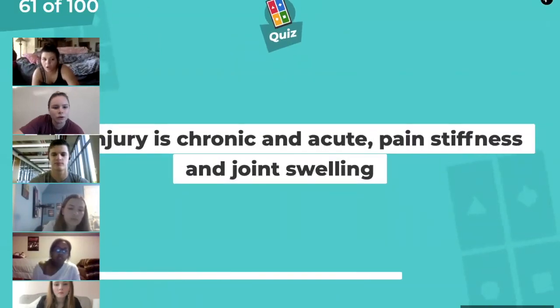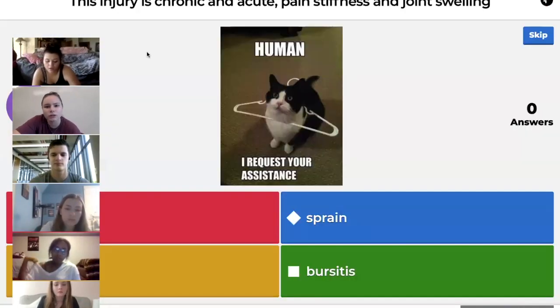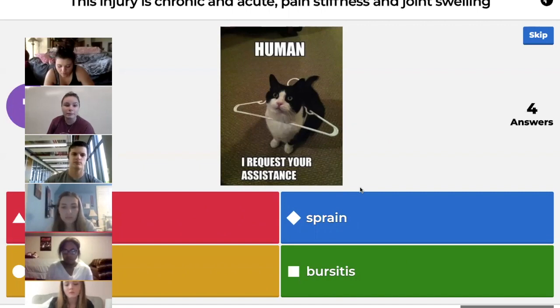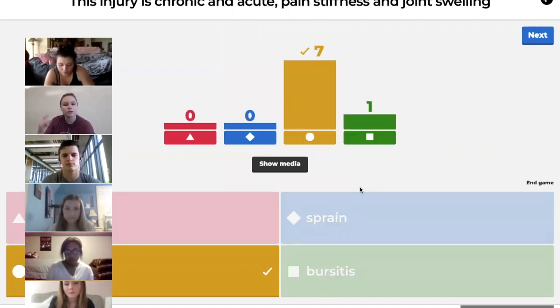This injury is chronic and acute, and has pain, stiffness, and joint swelling. So if you know what joint swelling is in medical terminology, you can answer this question. Okay, bursitis is when we're just doing the bursa. That's okay. So arth means joint and itis means inflammation. So you were on the right track.